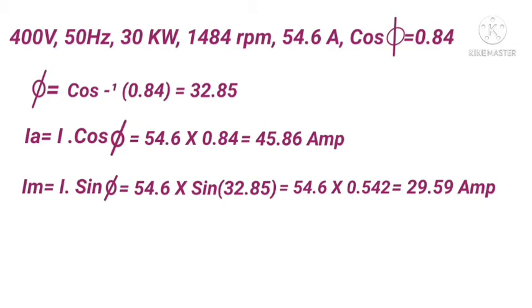So we were given the rated current 54.6 and we have decomposed it into two components, active and magnetic or magnetizing components. The rated current or total current is always the vector sum of these two components. And to calculate the magnitude of total current IT, T is for total, IT is equal to the square root of the active component square plus the magnetizing component square, whole square root.